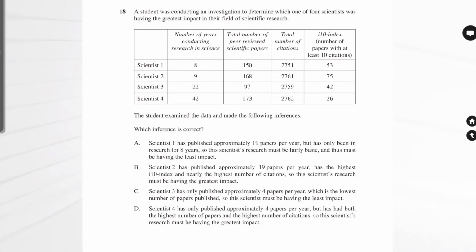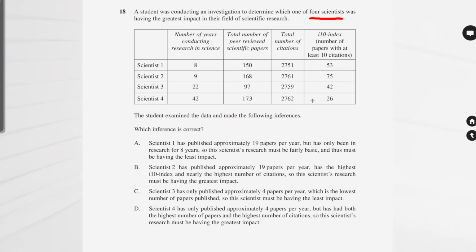Question 18, a lot of information there, but students seem to actually engage with this question quite well. So if we have a look, we've got someone conducting an investigation about which of the scientists has a greater impact in their field of research. And so 4 unnamed scientists there, the number of years they've been doing research, the number of peer-reviewed papers, the number of citations, and this thing here, the number of papers with at least 10 citations.